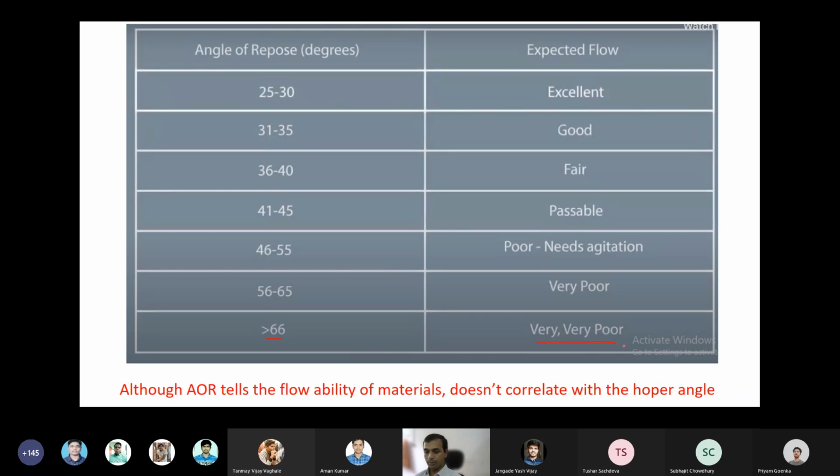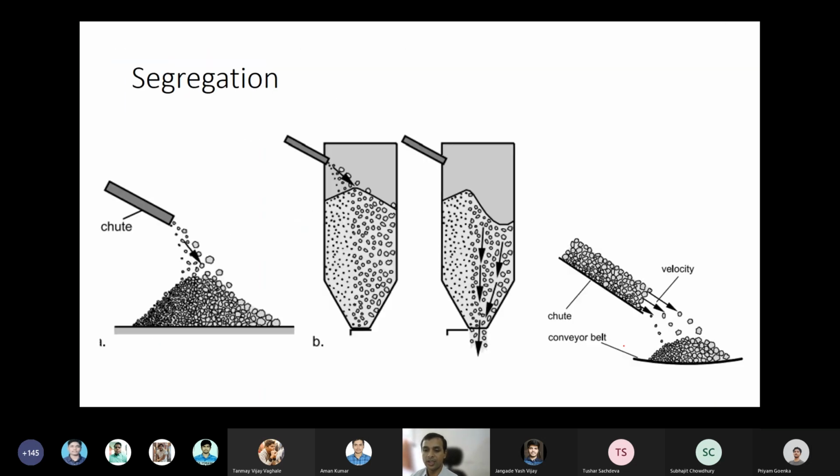Now, this is a big important thing I have highlighted at the bottom. Although angle of repose tells the flowability of the materials, it does not correlate with the hopper angle. Angle of repose cannot be the hopper angle, right? See here, this is the angle. This angle matters the way you discharge. But this angle will not be equal to the angle of repose. There is no correlation between the angle of repose and this hopper angle.